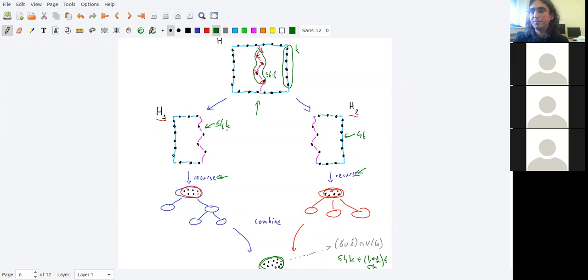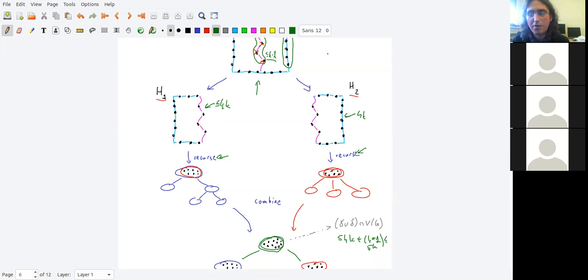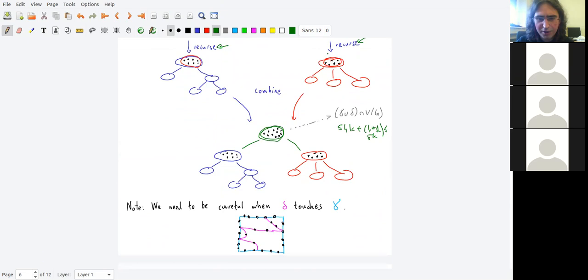Also, you need to know that H1 and H2 are smaller graphs than H. This is because delta has at most 4k minus one vertices, so I cannot have all the vertices. Meaning this needs to be in fact a smaller graph, because at least one vertex from the east is lost.